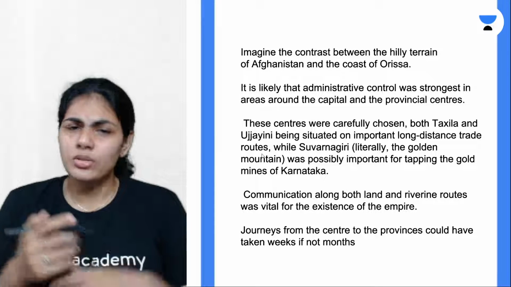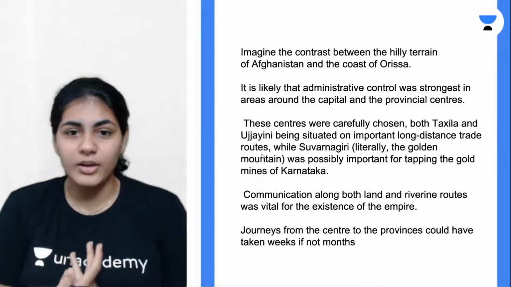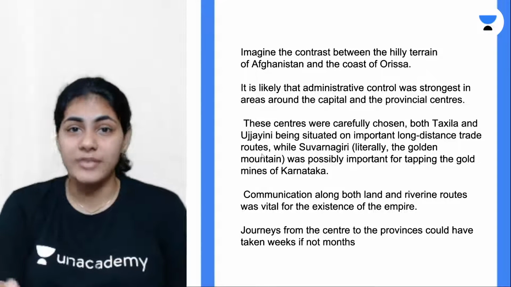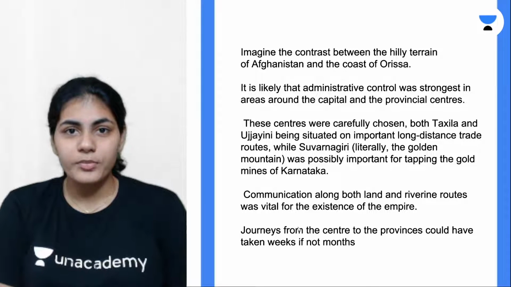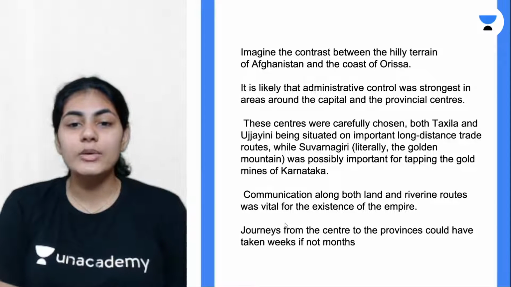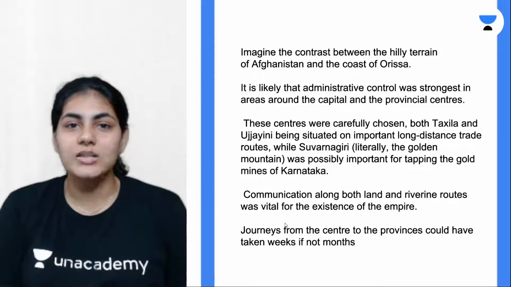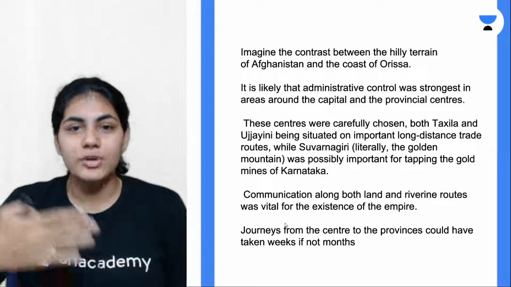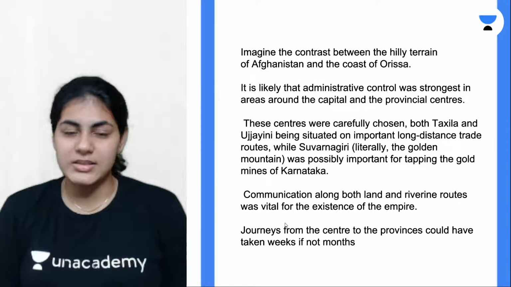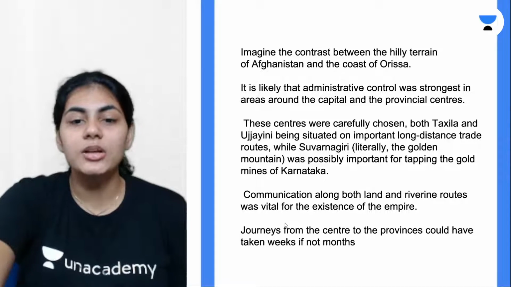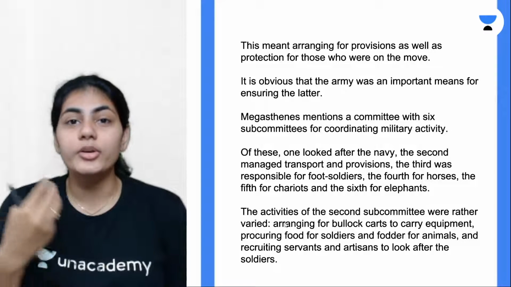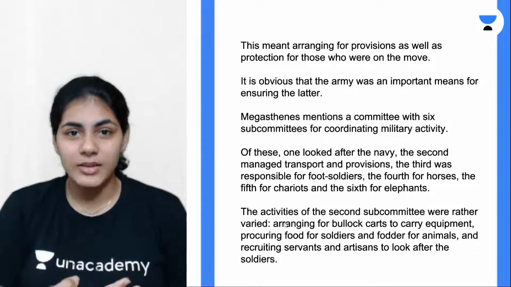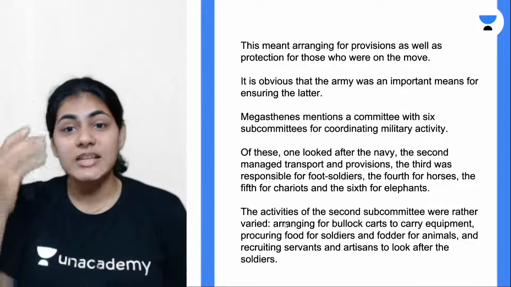Communication and trade happened via land as well as riverine routes. Land transportation and waterways were crucial for the survival of the empire. If you wanted to travel from one place to another, you needed a certain amount of time. These are not cars or flights. They traveled using horses or other animals, and these journeys took, if not months, at least weeks. That's a lot of time. Just imagine the logistical problems of how they would get food while traveling, not just food for humans but also fodder for animals. How are they going to get it? These are some of the logistical reasons.